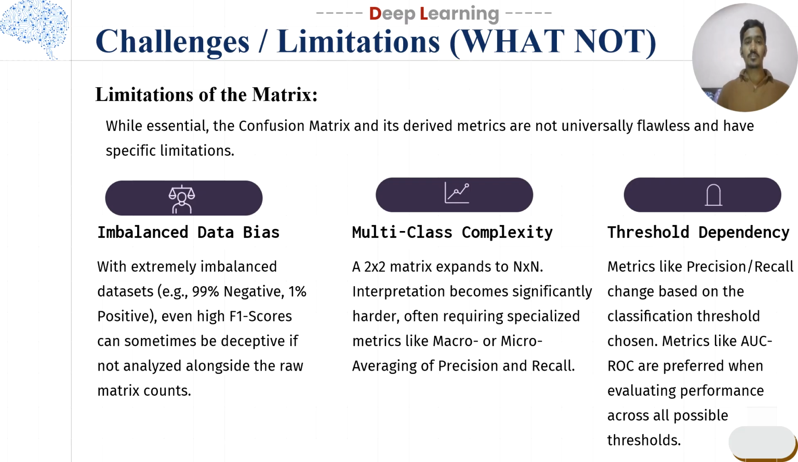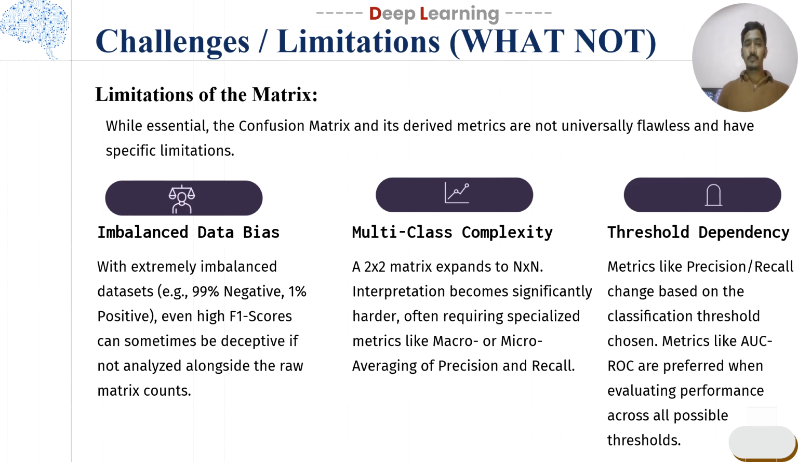Second, multi-class complexity. The matrix is easy for two classes like 0 and 1, but when we have multiple classes, for example classifying fruit as apple, banana, mango and orange, the matrix becomes very large and difficult to read. To solve this problem, we use methods like macro averaging.